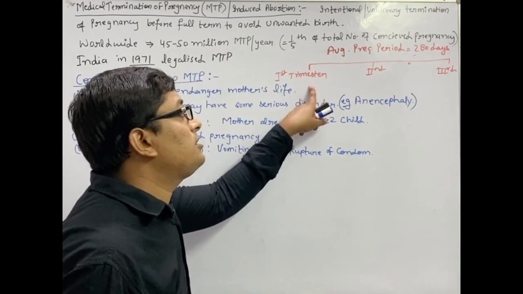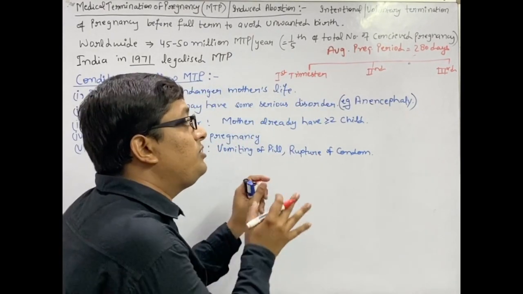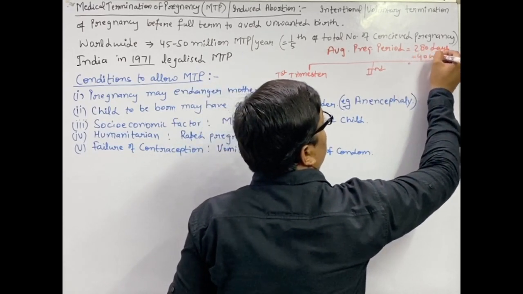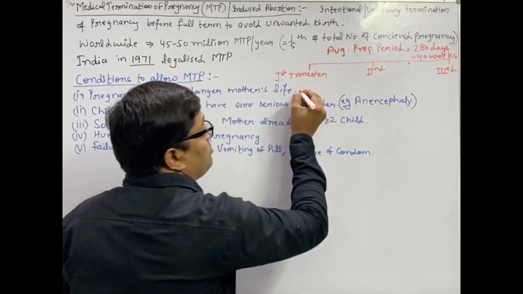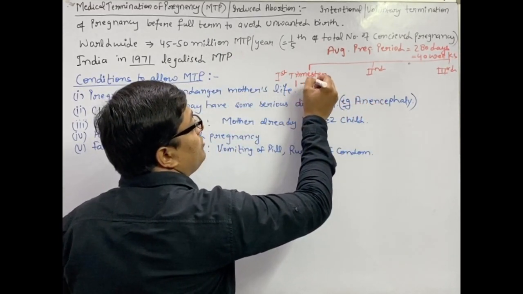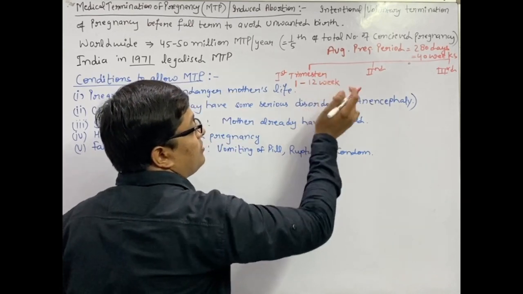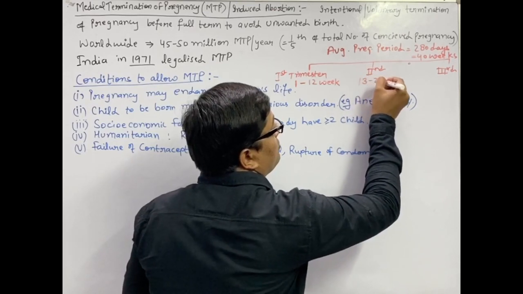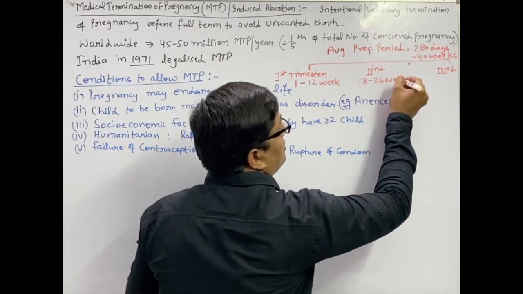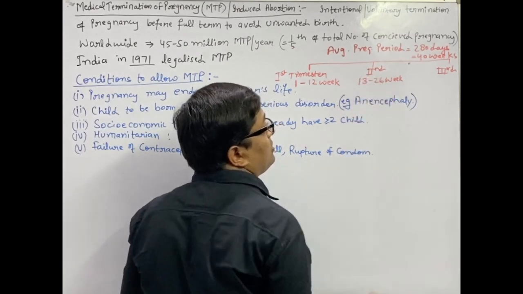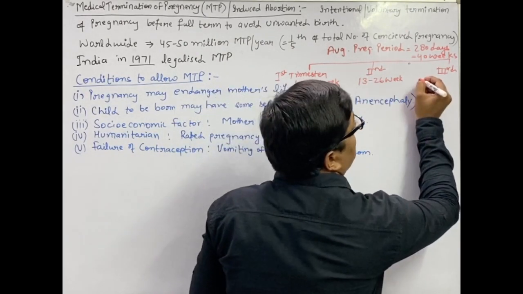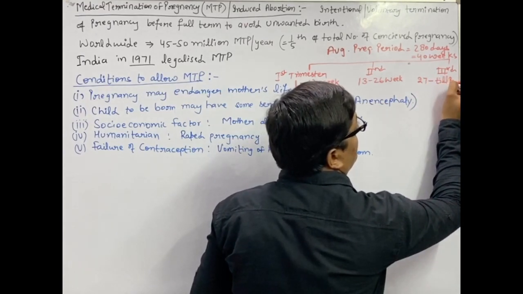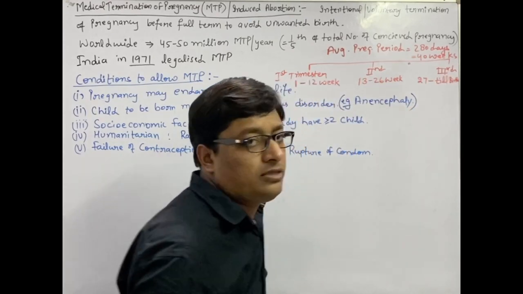The first trimester is from the first week to the 12th week of duration, out of almost 40 weeks. From 13 to 26 weeks, it comes into the second trimester, and from the 27th week till birth, it comes under the third trimester.